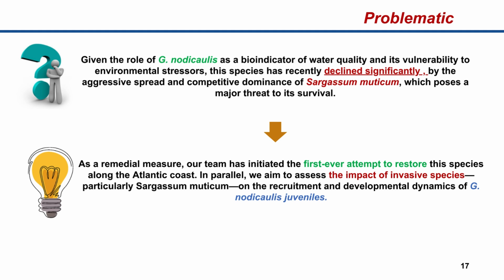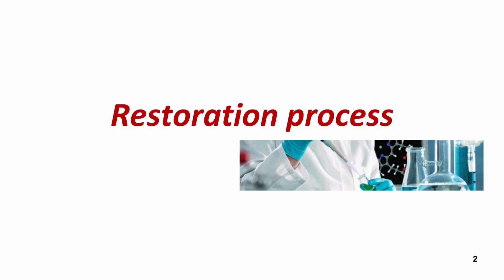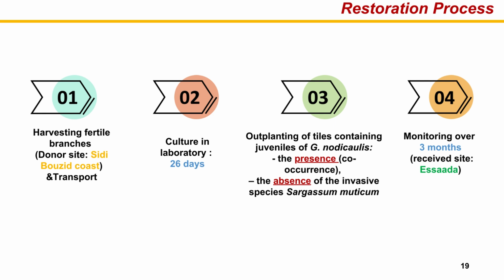As a remedial measure, our team has initiated the first attempt to restore the species. In parallel, we aim to assess the impact of Sargassum muticum on the recruitment and developmental dynamics of Gongolaria nadicalis juveniles. So for our restoration process, this slide outlines the 4 key steps into the impacted site.